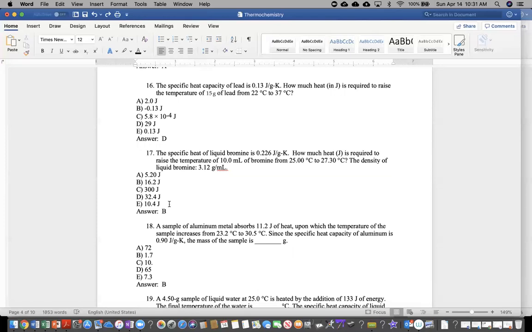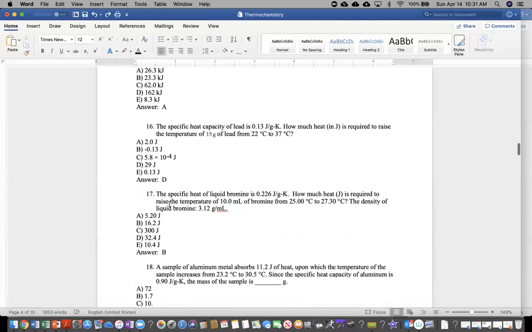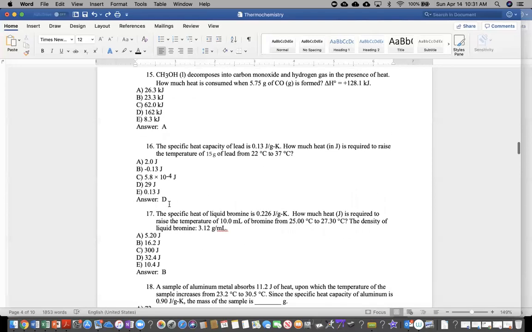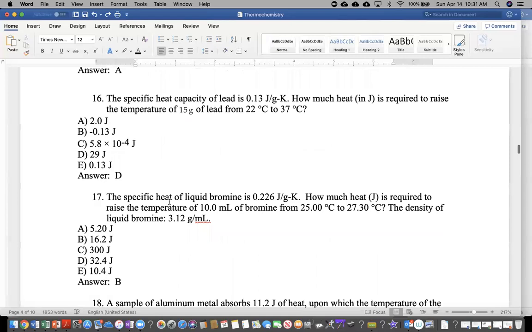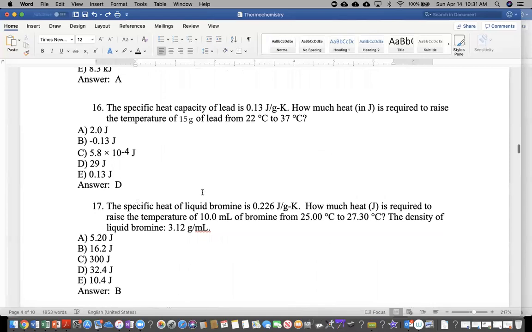For number 16, we use the MCAT formula, right? Yeah, all these questions are MCAT questions. The way I wrote it down, I wrote Q equals 15 times 0.13 times 37 minus 22, and I got 29 joules. Yeah, that's the answer. Q is D, and you got that, so that's the answer. Yeah, that's how you got the right answer.